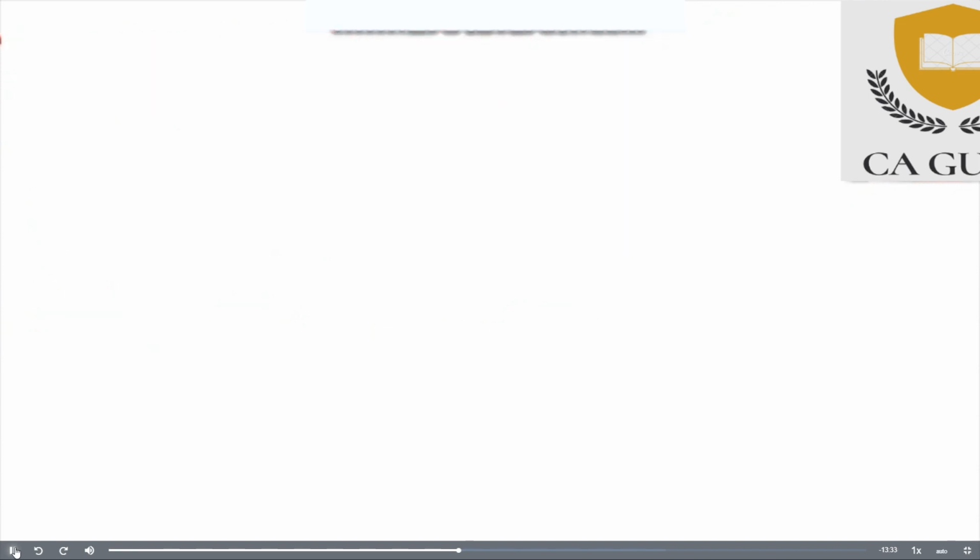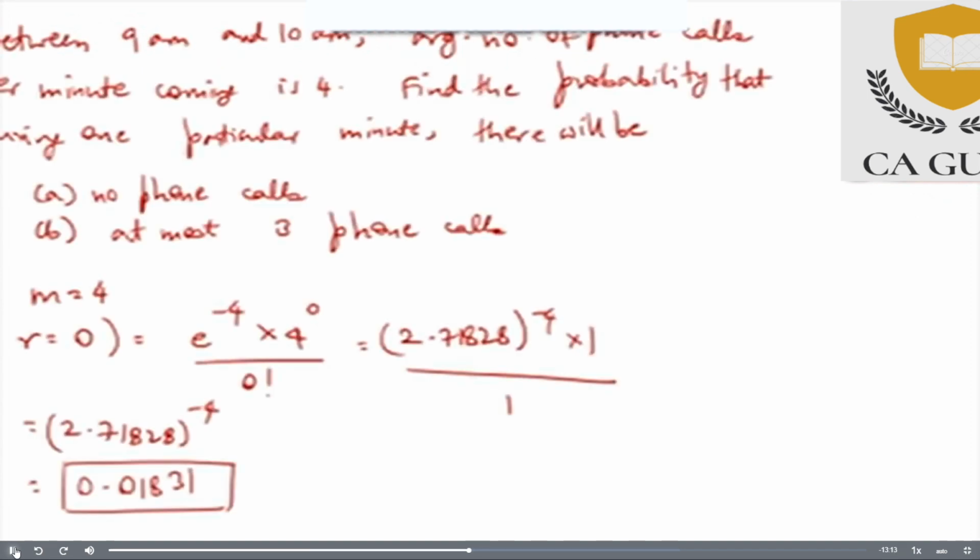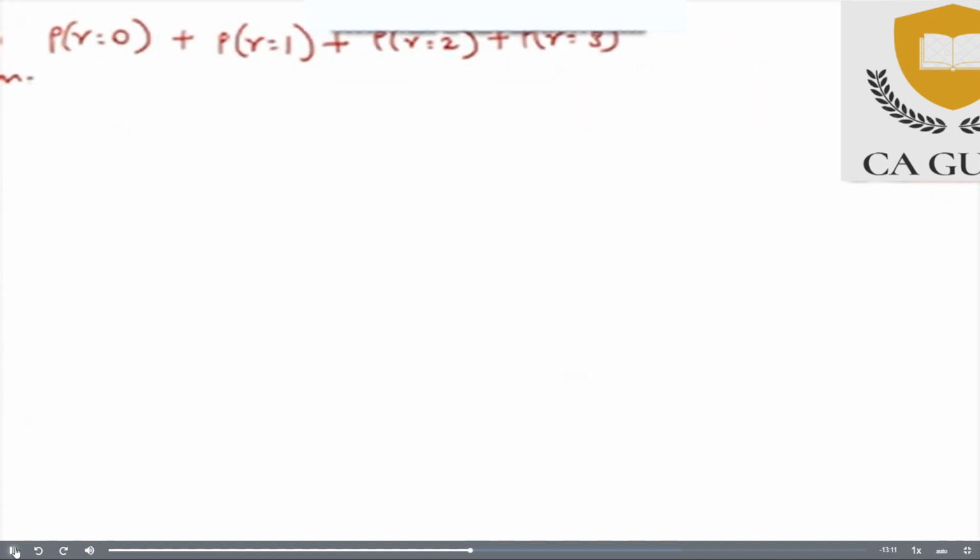Part B is at most 3 phone calls. At most 3 means maximum 3. So it could be r equals 0 plus r can be equal to 1 plus r can be equal to 2 plus r can be equal to 3, but not more than 3. So this is equal to, now m is equal to 4, e to the power minus 4 into 4 to the power 0 by 0 factorial.